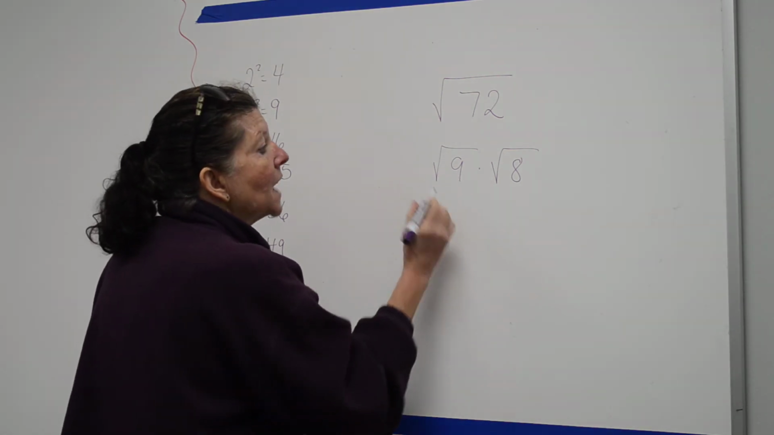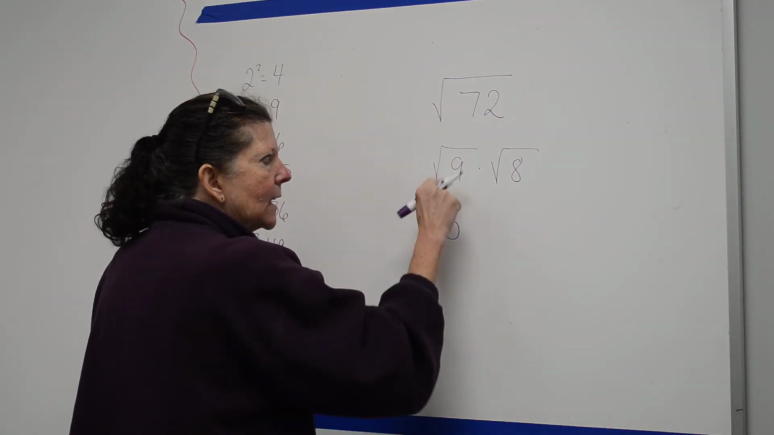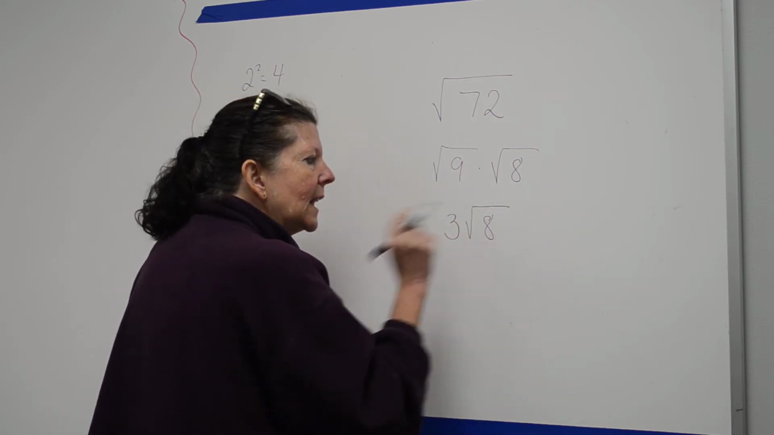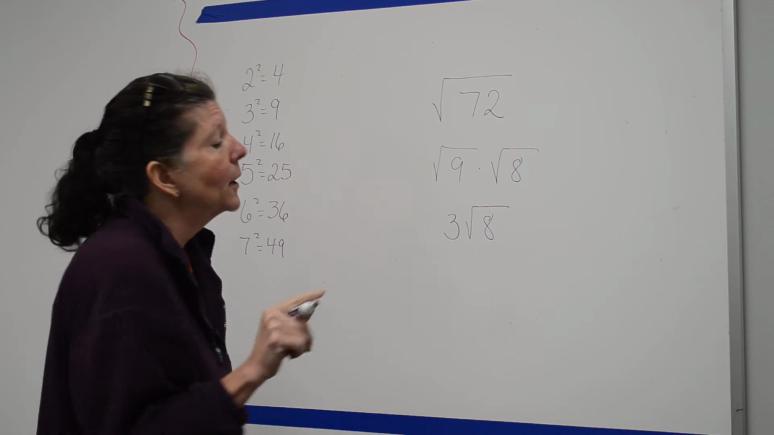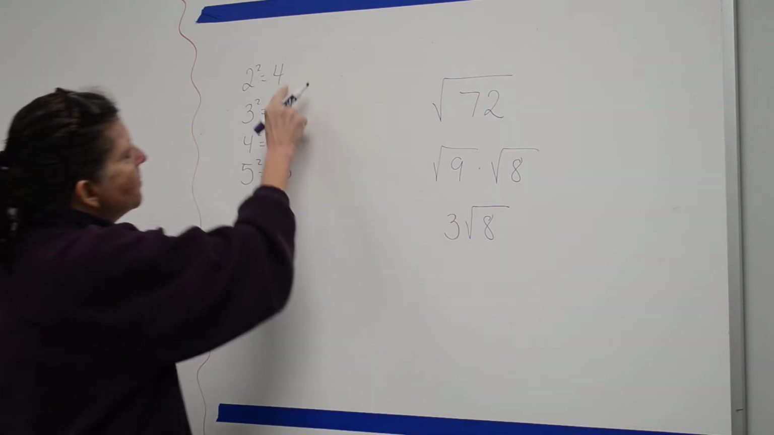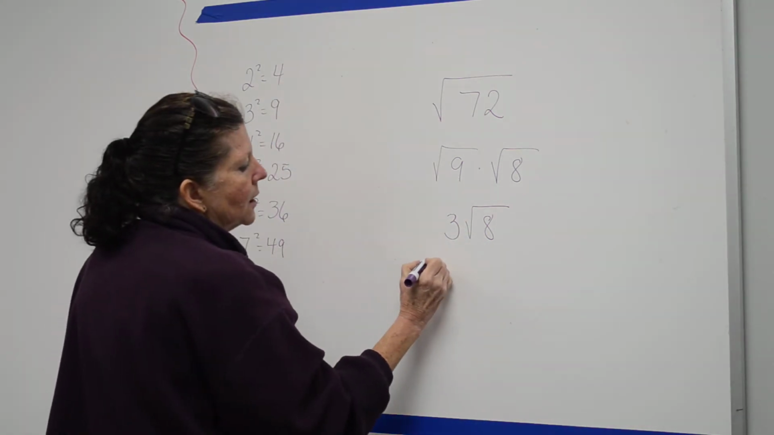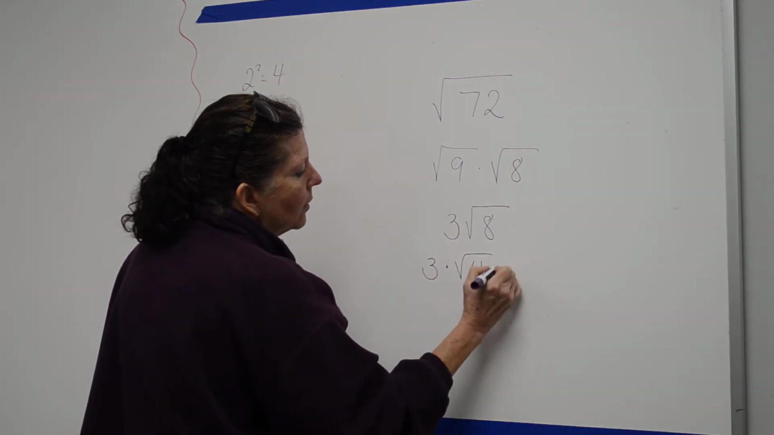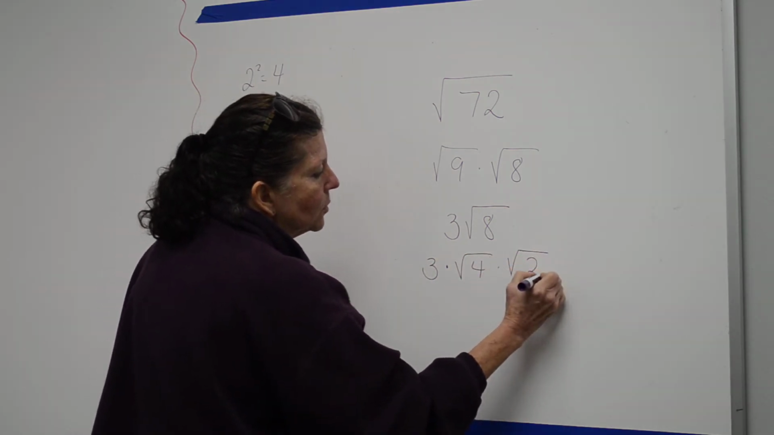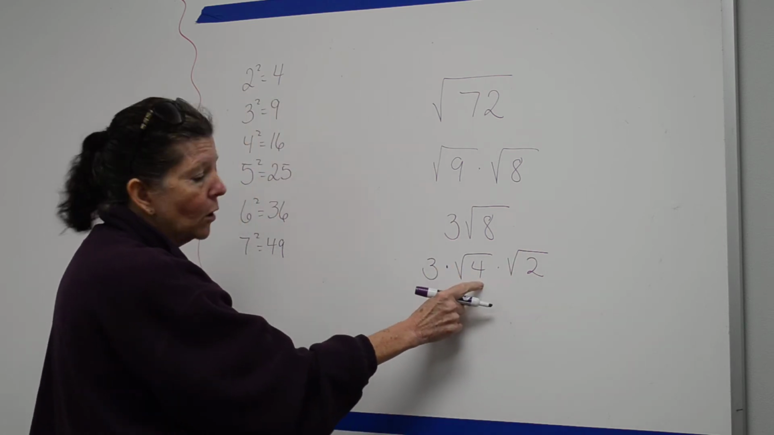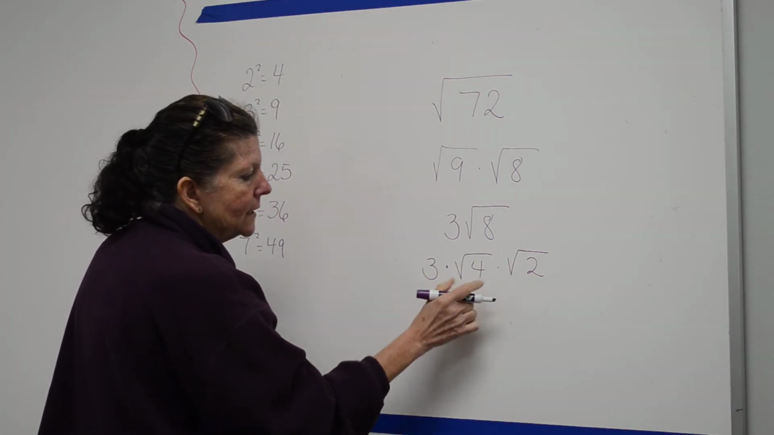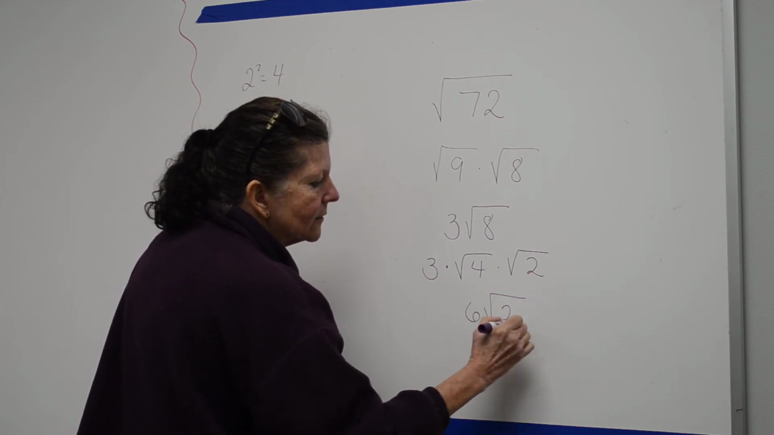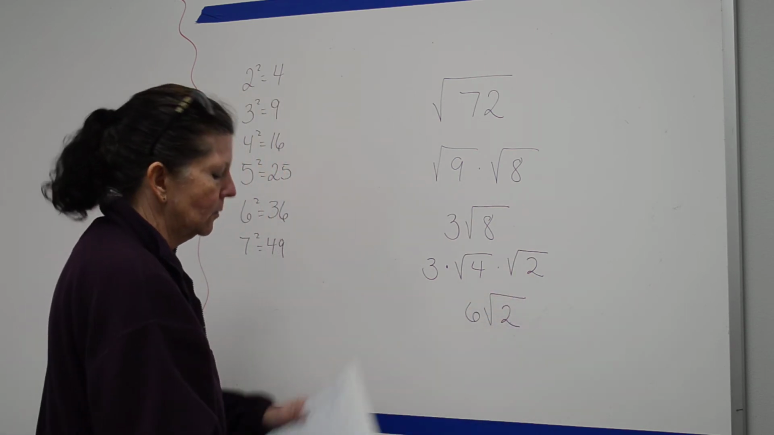Well, the square root of 9 is 3, so I take away the square root and I put my 3 there. But then I look at the 8 and I can break that 8 down more because 4 will go into it. So I have 3 times the square root of 4 times the square root of 2. Well, the square root of 4 is 2, so 3 times 2 is 6, but I can't do anything with the 2, so it still stays underneath the square root.